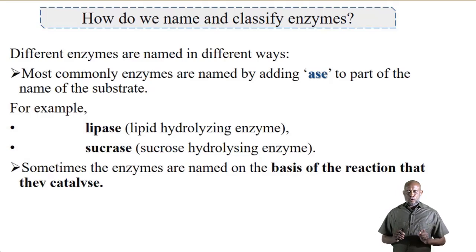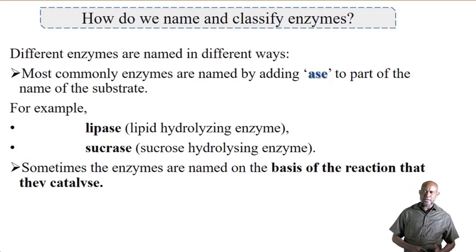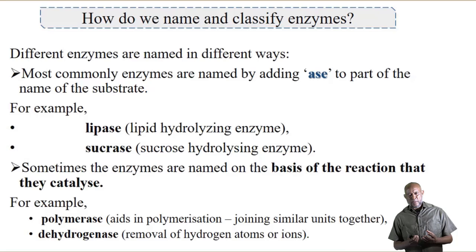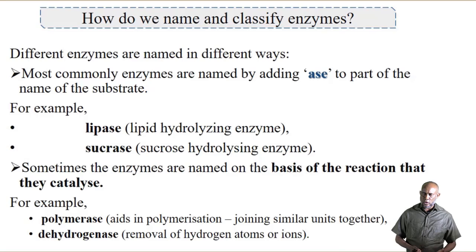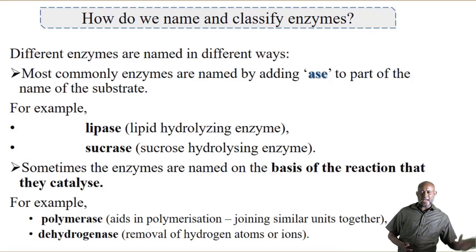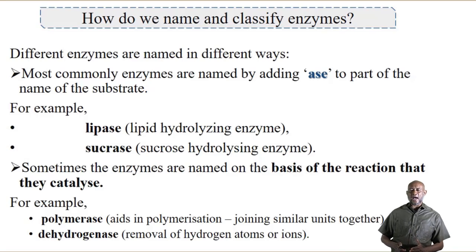In the second case, enzymes are named on the basis of the reaction they catalyze. For example, polymerase aids the polymerization reaction, joining similar units together. Many monomers are joined together by the enzyme polymerase to make a polymer. The second one is dehydrogenase. Dehydrogenase means the removal of a hydrogen atom or ion, okay?